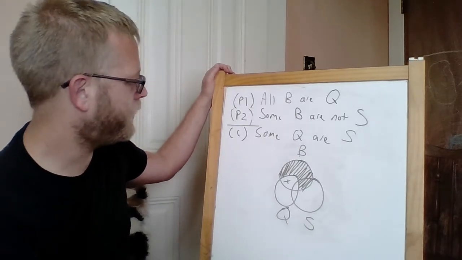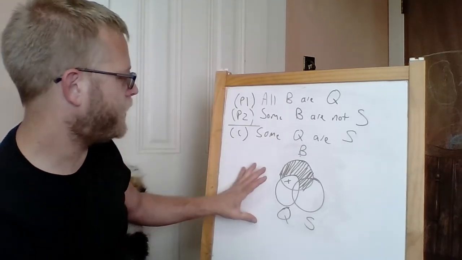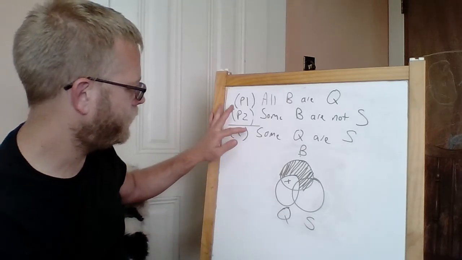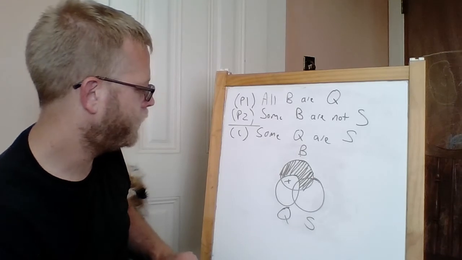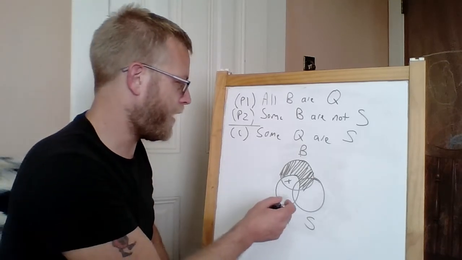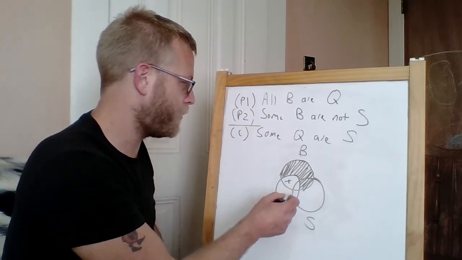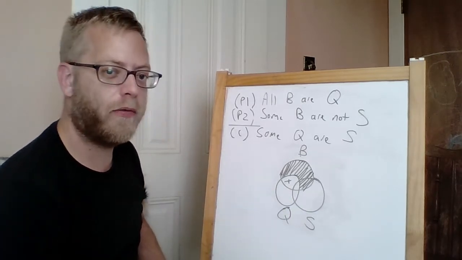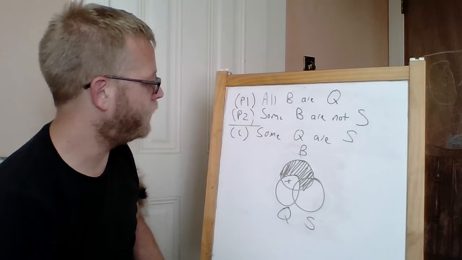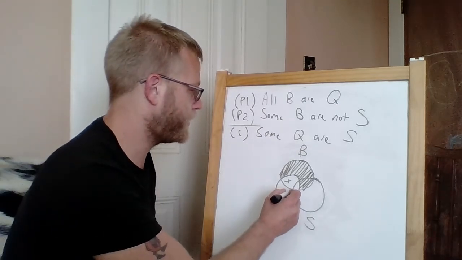Now we just look and see, does this also represent the conclusion? Do we see the sentence "some Q are S" show up here? Well, no, right? Because that would mean there would be an X somewhere in the overlap between Q and S, but there's nothing there. So the conclusion did not show up all on its own. If it did, it would look like this or like this.